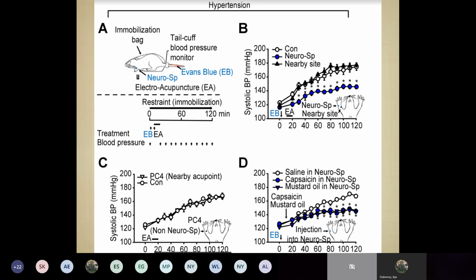Furthermore, if the points were blocked with an injection of a vanilloid receptor agonist like capsaicin or mustard oil, then the hypotensive effect was also blocked. And again, stars indicate statistically significant differences from the control. So a very interesting phenomenon that's specific to the point and involves the same kind of stimulation that would be used in a clinical setting.